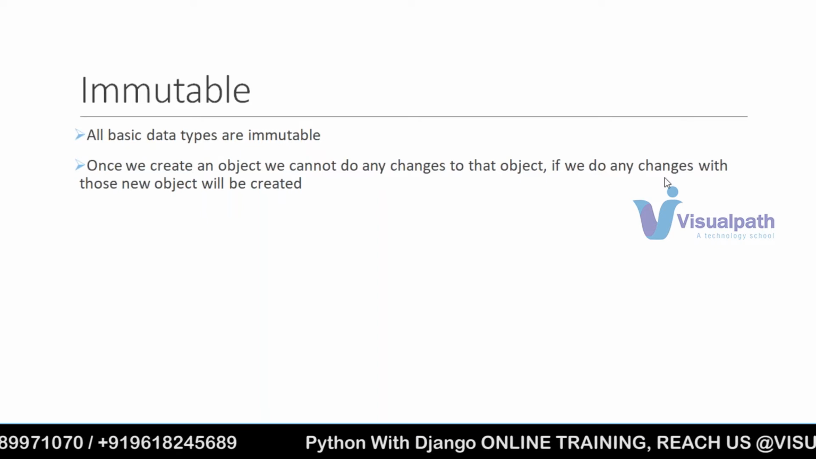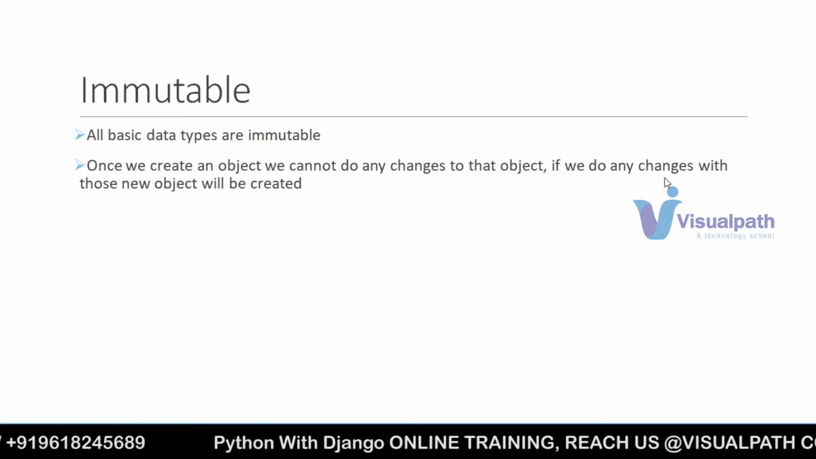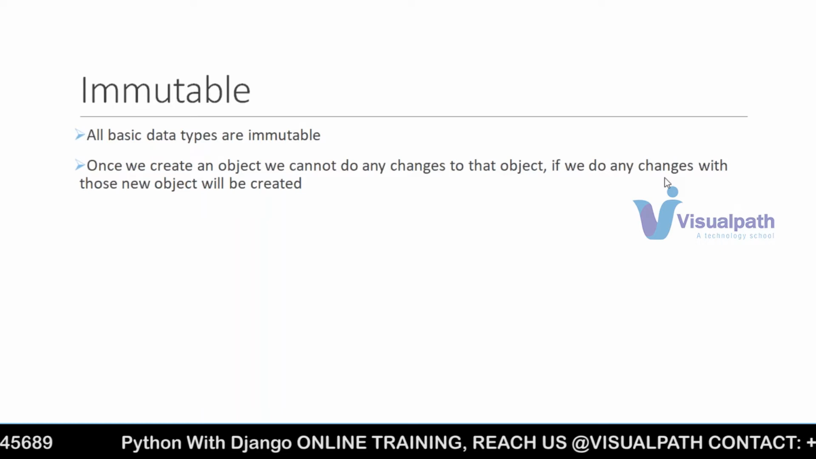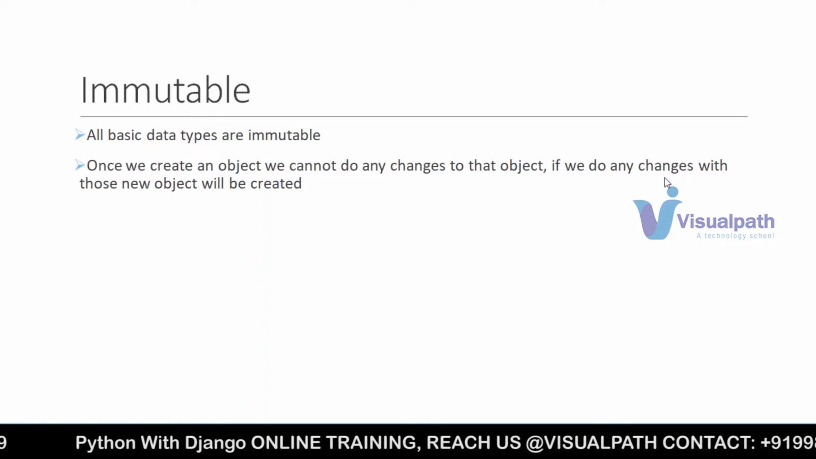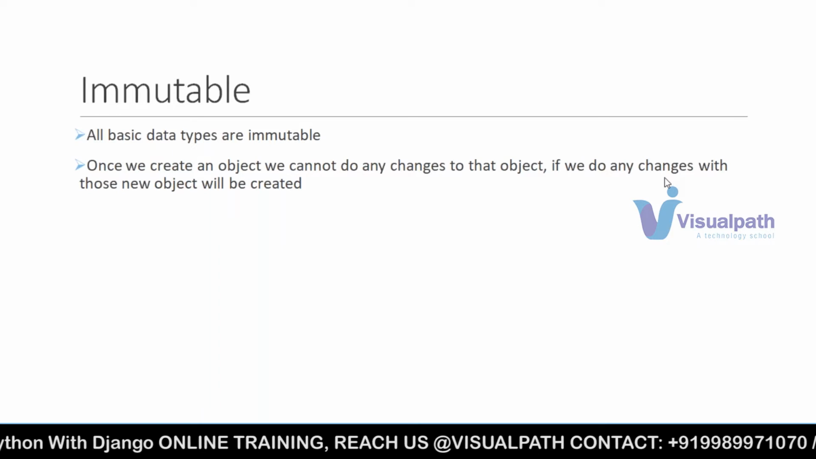Immutability. All fundamental or basic data types are immutable. Once we create an object, we cannot make any changes to that object. If we try to make any changes, a new object will be created with those changes.